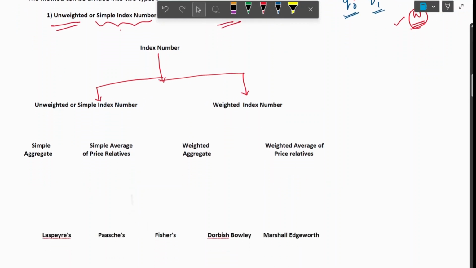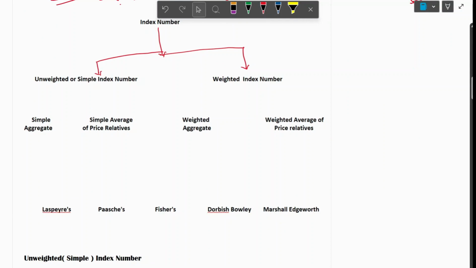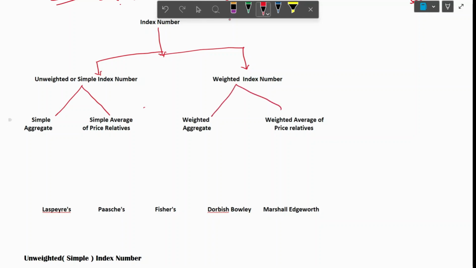Now see, the unweighted index number is further divided into two: simple aggregate index number and simple average of price relative index number. The weighted index number can also be divided into two: weighted aggregate index number and weighted average of price relative index number. When we construct the index number by the simple aggregative method, that index number is called the simple aggregate index number. These four, 1, 2, 3, 4, we are going to learn the formulas, and using those formulas we are going to construct the price index numbers.